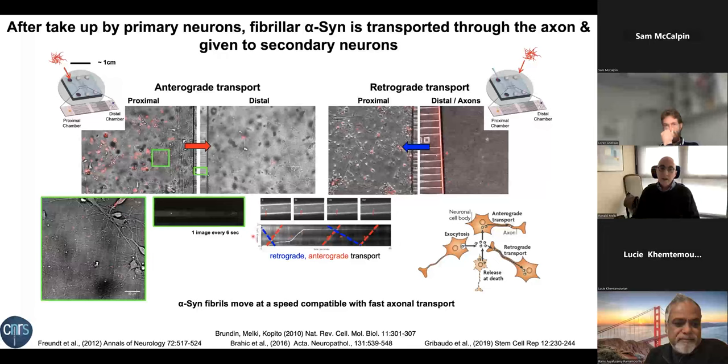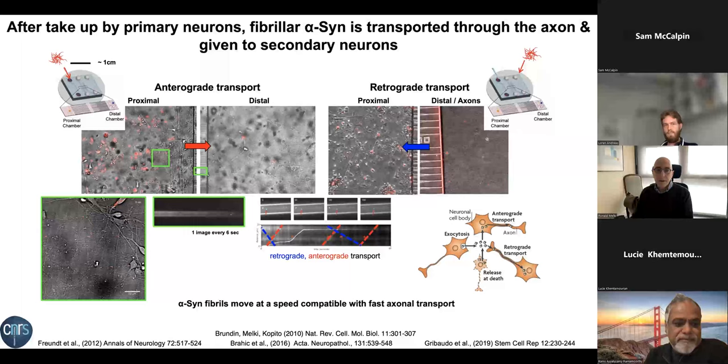After binding, the fibrils are taken up, and again with Anselm Perrier, we showed using oriented culture, which we call a microfluidic culture, where we can orient neurons so that they have their cell body in one area of the culture dish, and their axon goes through a micro tube to another part of the culture dish. So when we add fibrils to the cell body, we saw that the fibrils are taken up.